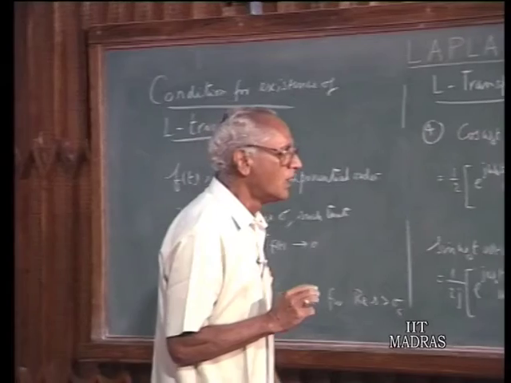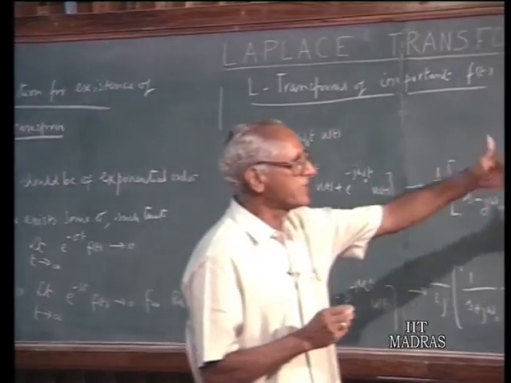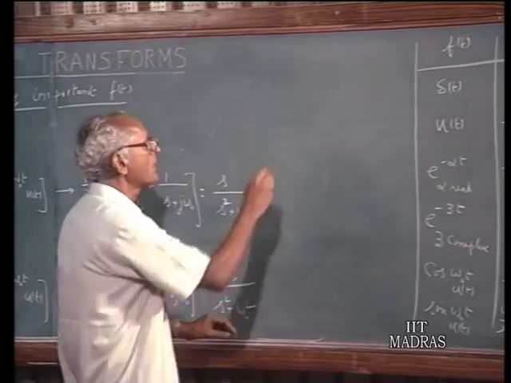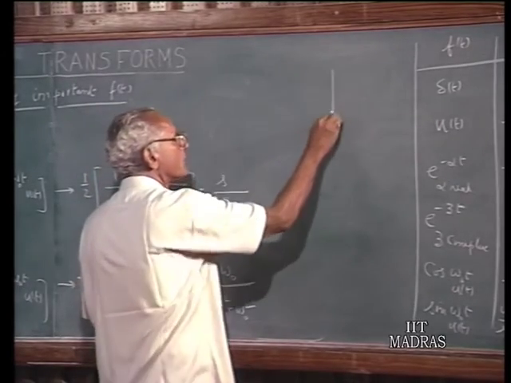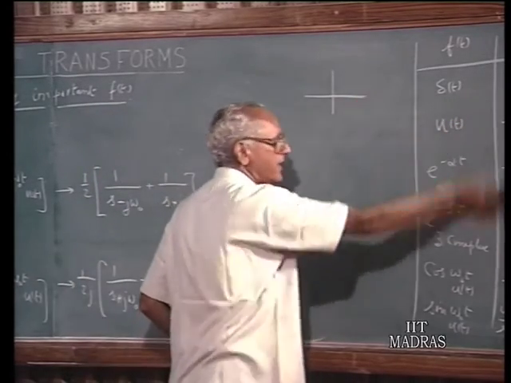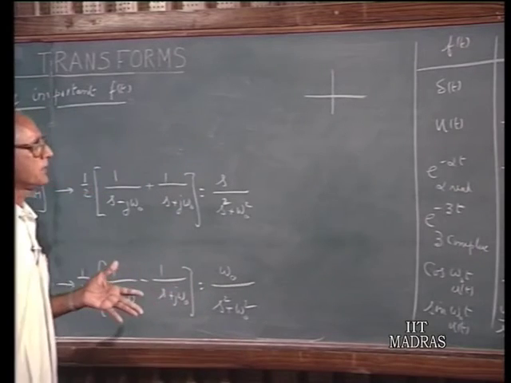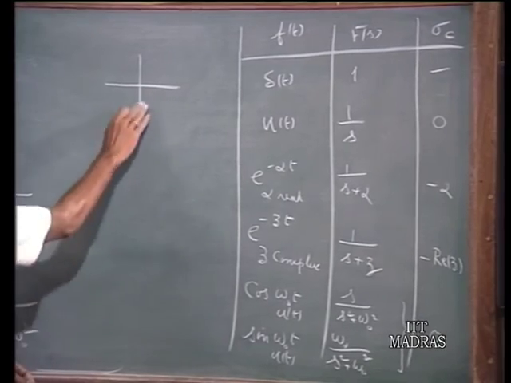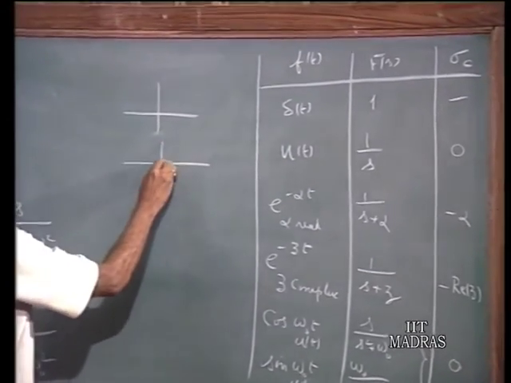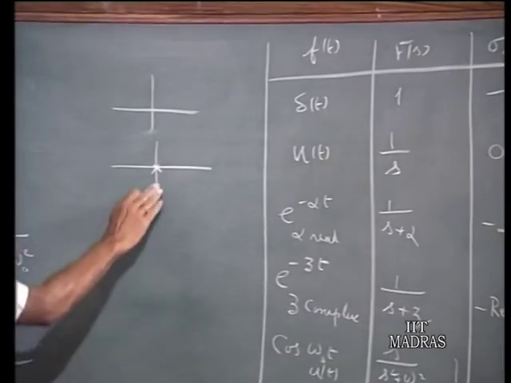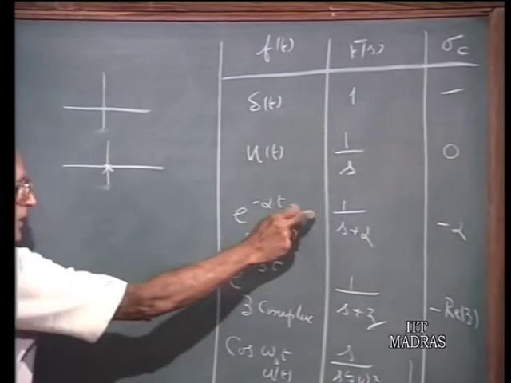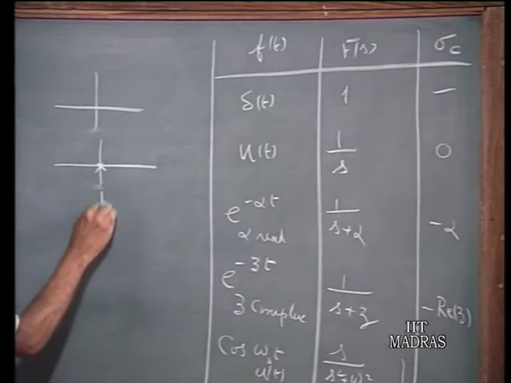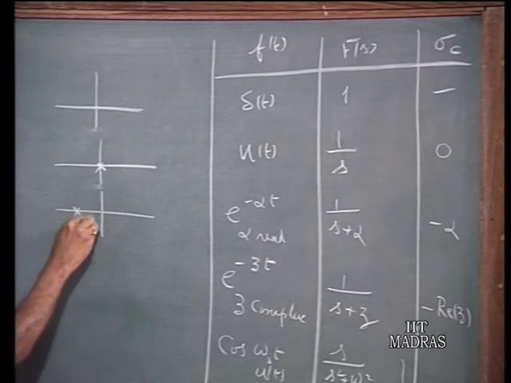Now, we can represent the poles and zeros of these F of s in the complex frequency plane. For example, these are all rational functions, therefore the poles and zeros exist for this. As far as delta t is concerned, it has neither poles nor zeros. As far as u of t is concerned, there is a pole at the origin. As far as the Laplace transform of e to the power of minus alpha t is concerned, it is 1 over s plus alpha, therefore there is a pole at minus alpha.